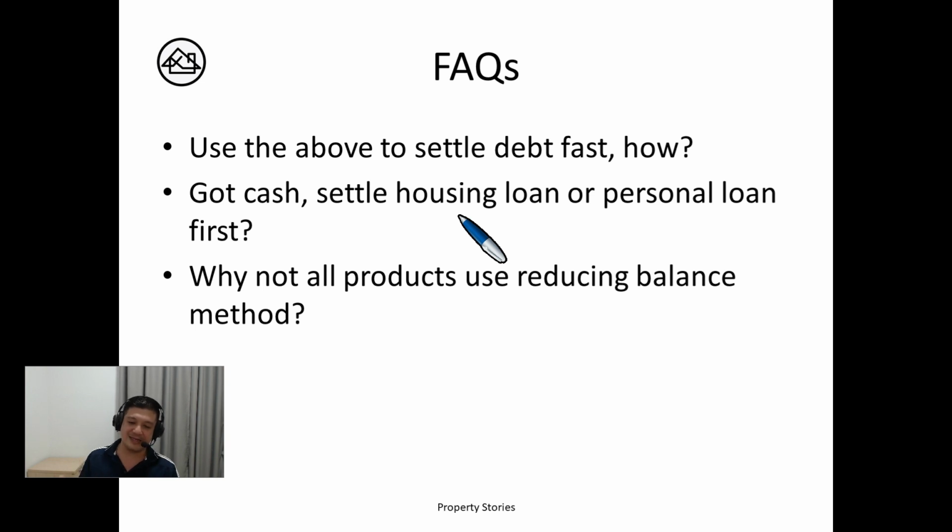Once I settle, then I can get this out of my way. Usually housing loan will be bigger. But if both are the same, what will happen to me? Let's say both also left 50,000 as an example, and I only got 50,000, I want to settle one. I personally will settle the house if I'm staying. I repeat, if I'm staying in the house.